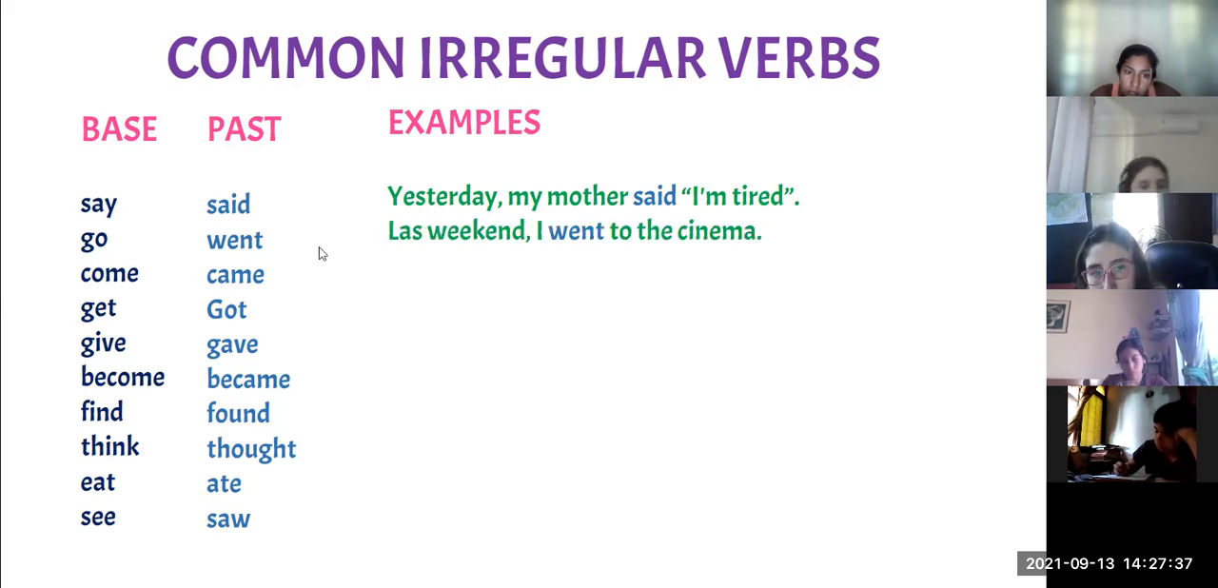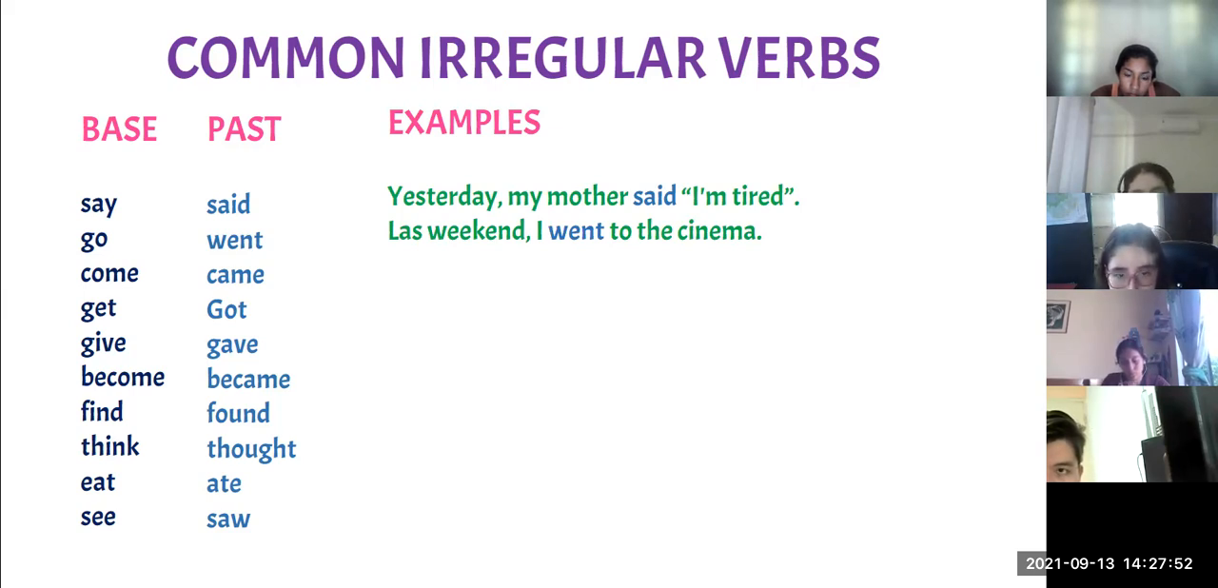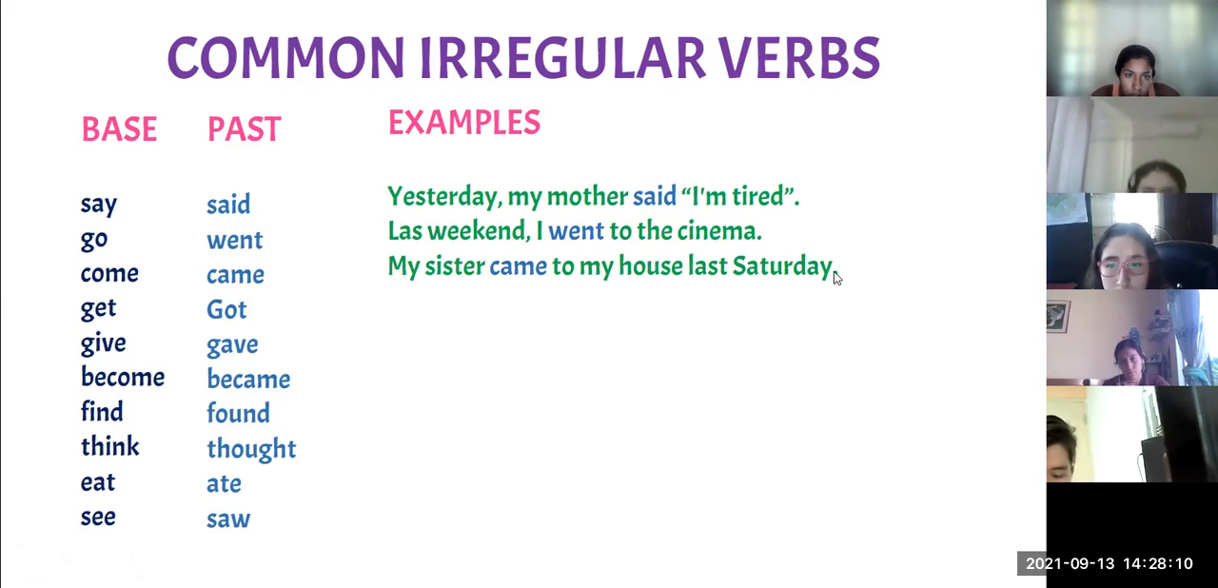It says, last weekend, I went to the cinema. What about your example with went? What can you say? Last month, I went to Cochabamba. Yes, very good. Last month, I went to Cochabamba. Any other example with went? My cousin came to my house. Okay, when? This is for the next one. My sister came to my house last Saturday. Yes, you can say my cousin came to my house.